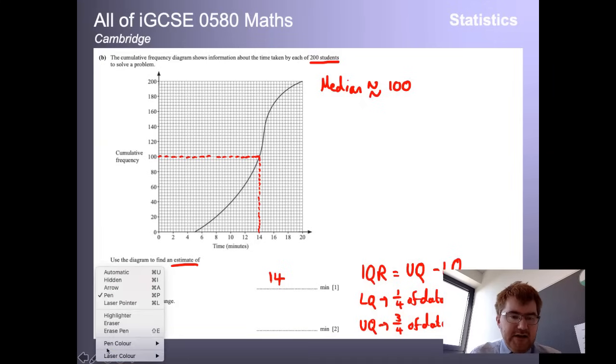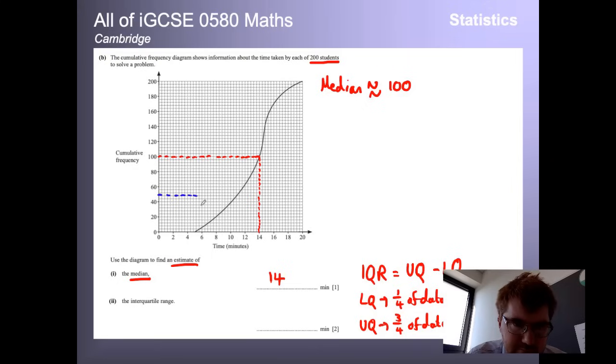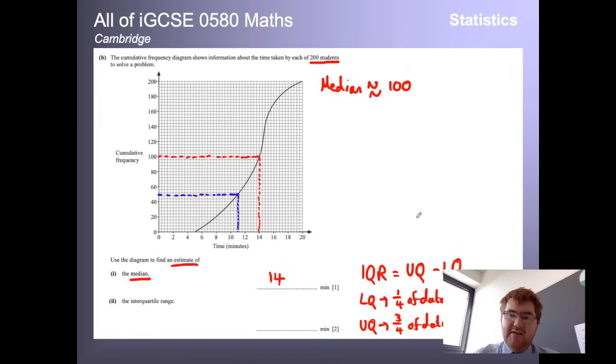So let's do some color coding here. Let's do our lower quartile in blue. So we go to 50 here. Now look at the scale very carefully. So 50 is going to be halfway between this box here. So we go across. Again, much easier to do with a ruler. And then we go down. I'm going to say that's equal to 11. I think that's a reasonable estimate.